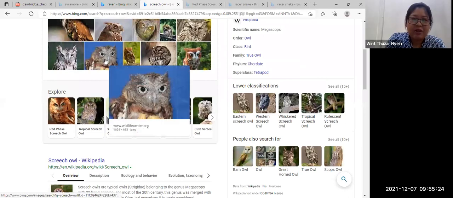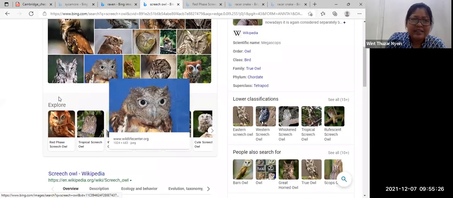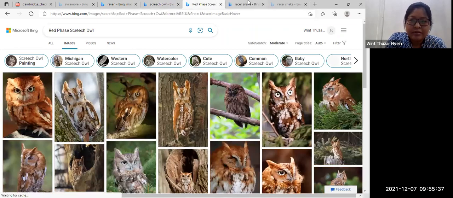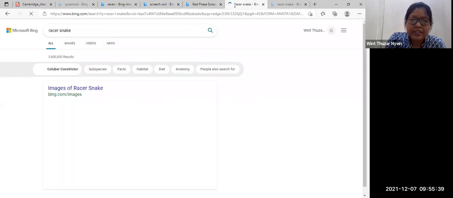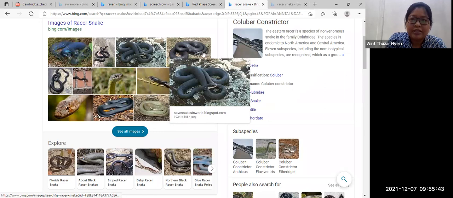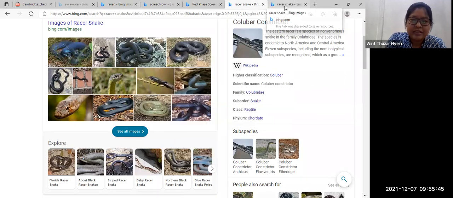This is an owl, right? They say the screech owl, so a kind of owl. It's another species of owl. And then this one is the razor snake, the black color snake. Okay, razor snake has the black color.